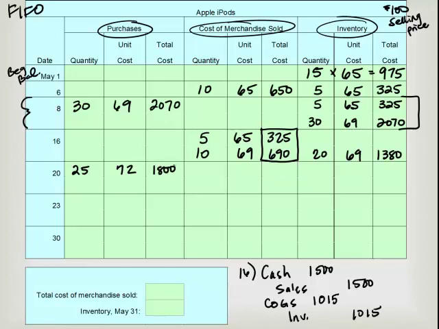When we list this in inventory, we're going to list the $69 units first, and then list the $72 units. So bring down the 20 $69 units that were left over, and now you've got 25 $72 units.